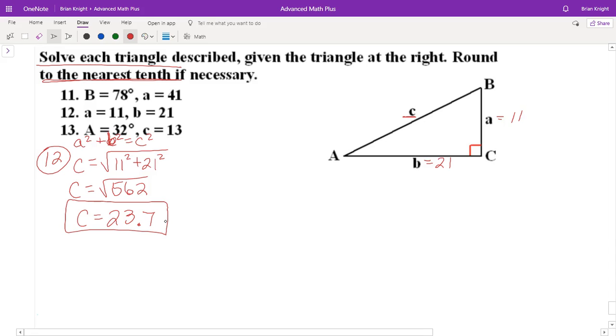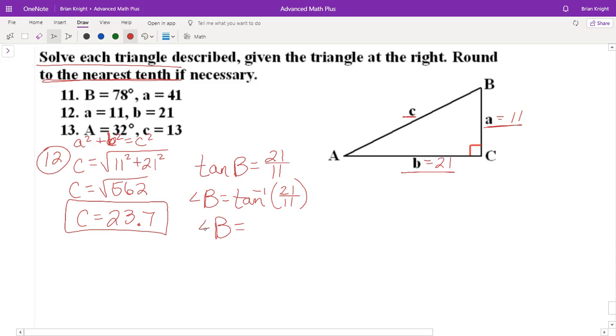All right. Which angle you want to find? Angle B. I notice I have side B and side A. That's opposite and adjacent. So which trig ratio? Tangent. Tangent of B equals, opposite of B is 21, adjacent to B is 11, so B is the inverse tan of 21 over 11. What is angle B? 62.4 degrees.